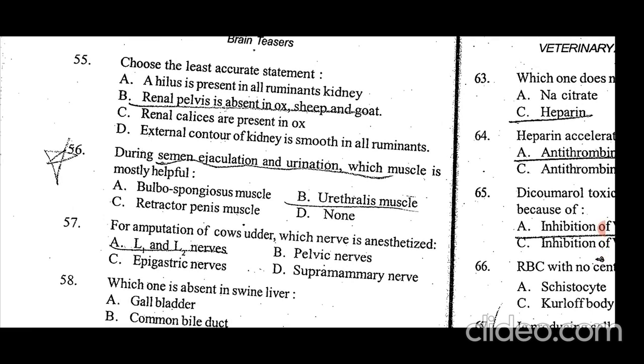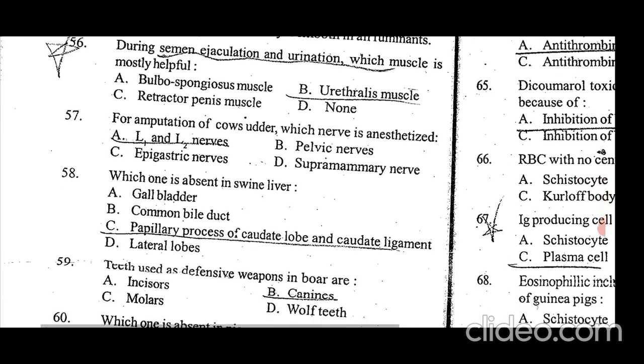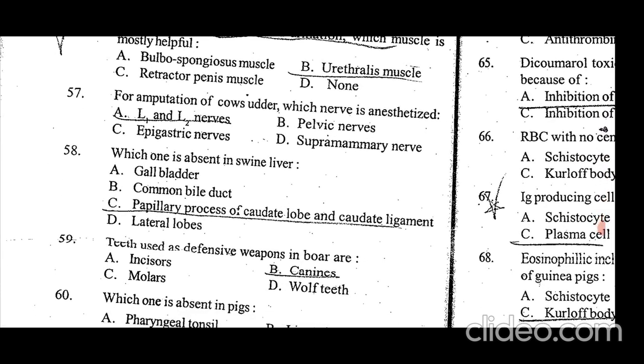And the external contour of kidney is smooth in all ruminants. I am not sure about that, because the kidney is lobular in cattle and buffalo. During semen ejaculation and urination, urethralis muscle is involved. L1 L2 nerve is blocked for amputation of cow's udder.